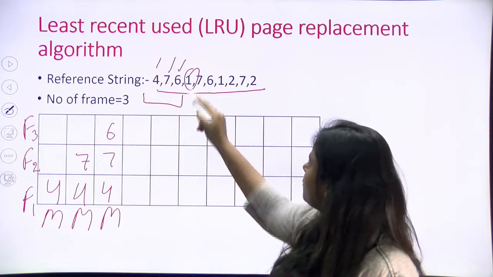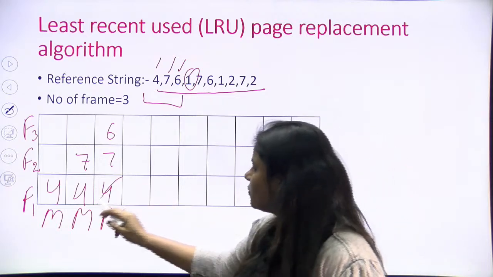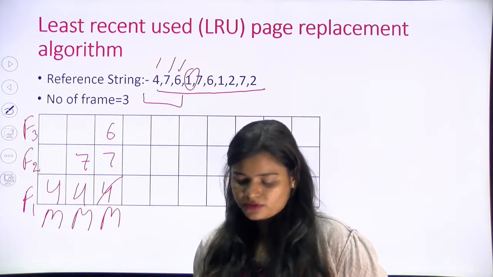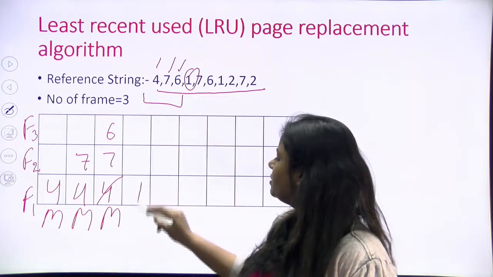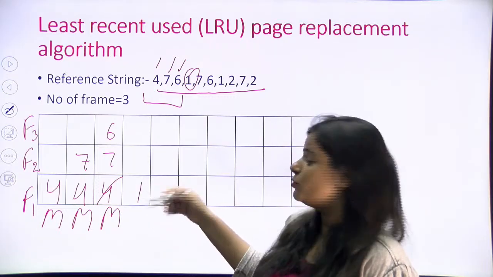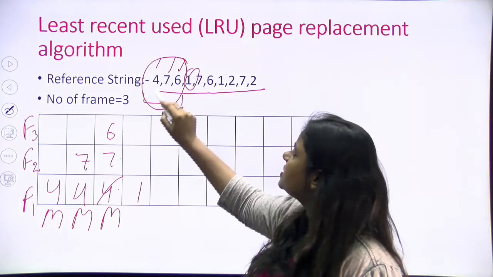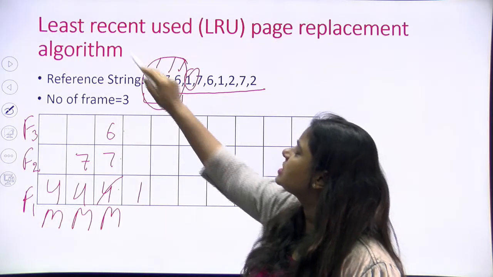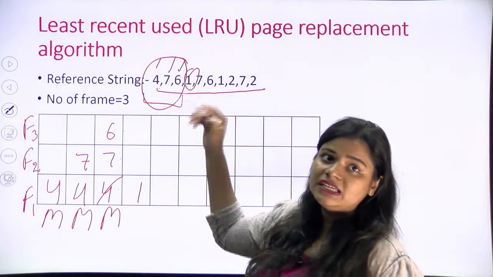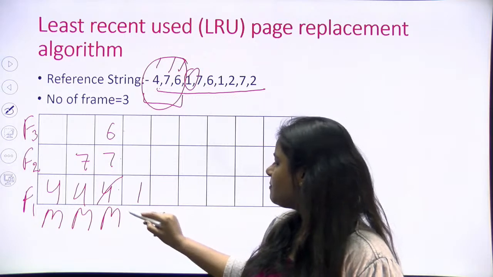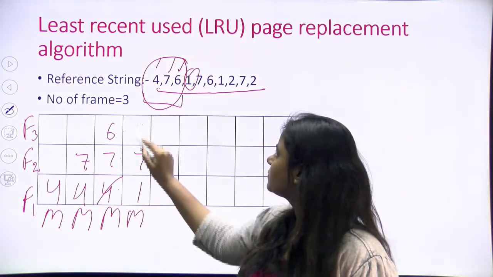Okay, so for 1 I will replace 4 over here, as Ria has given the answer. Yes Tarun, Shantanu, yes 4, very nice. So I will put 1. Why? I am also explaining to you, because among 4, 7 and 6, in the past I have seen that 4 was the least recently used. So I will write 1 and it is a page miss.